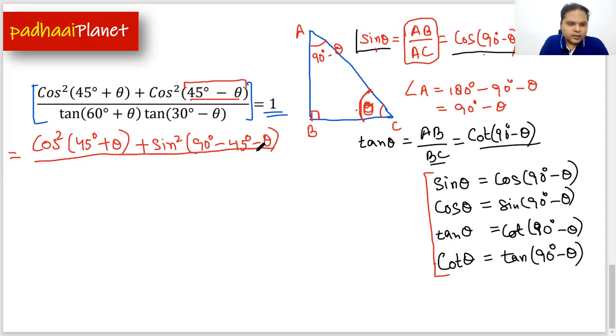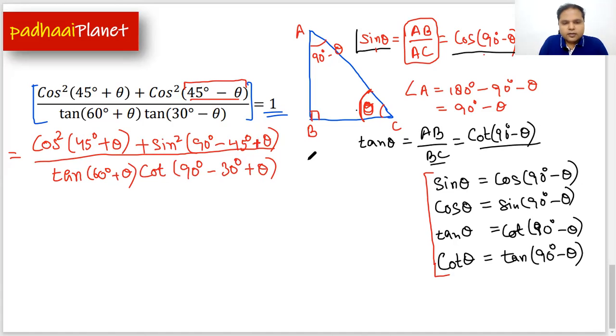And the whole thing is getting divided by tan 60 degrees plus theta, and this tan 30 minus theta will be equal to cot 90 degree minus 30 degree plus theta. And similarly, this will also become plus. I'm so sorry, I missed it. Now this is how we have got it.